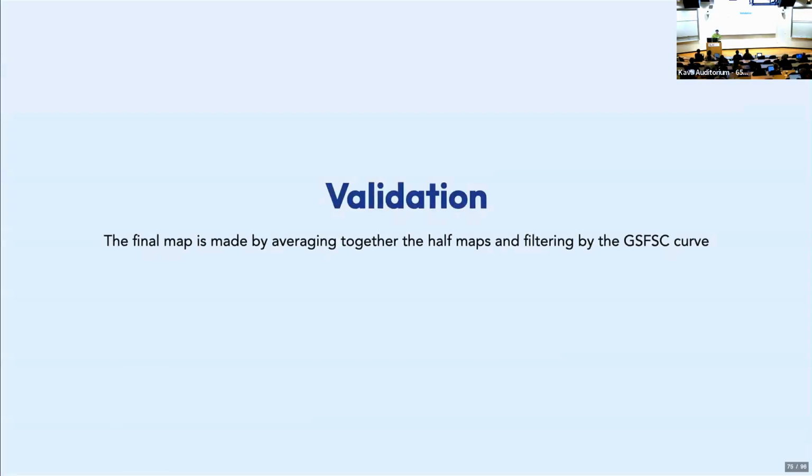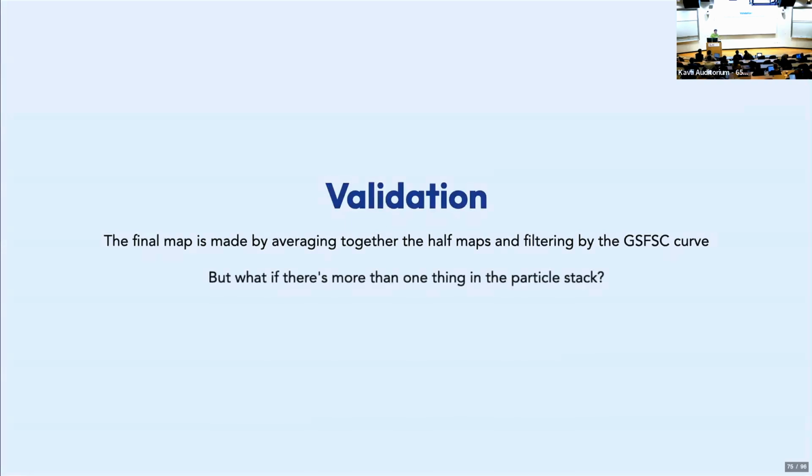Okay? So we make our final map. Now we have our GSFSC. We make our final map by taking those half maps, averaging them together so we get better signal to noise, and then filtering based on how much we can trust each resolution. So filtering based on that GSFSC curve.